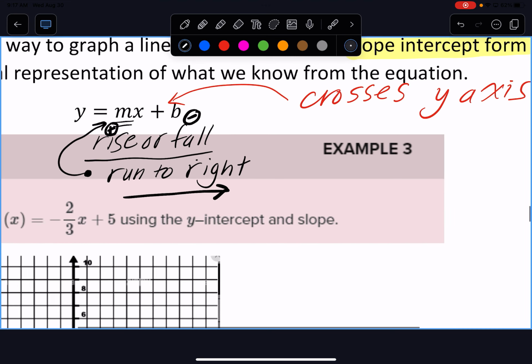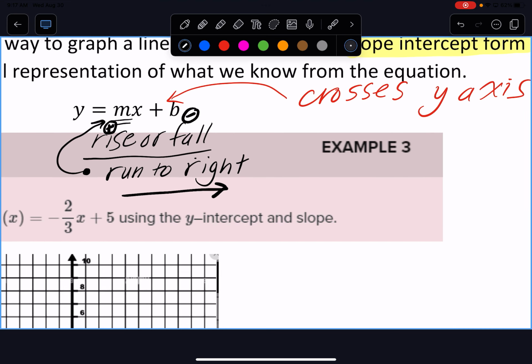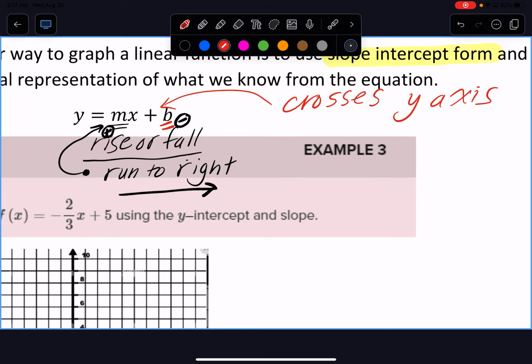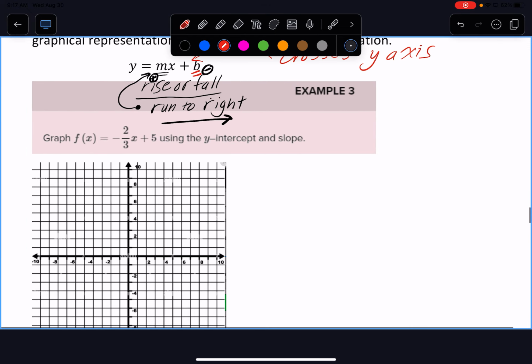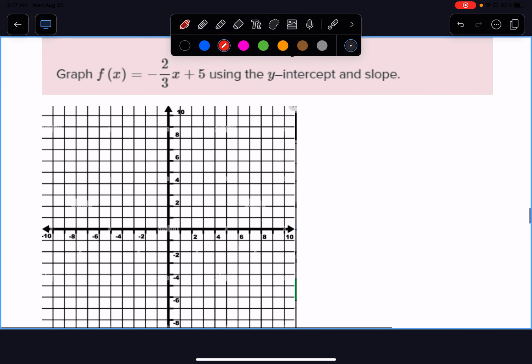Okay, so let's now do an example. Once again, we know b is where we start. It's called an initial value for a reason, because that's where it crosses the y-axis. So that's the easiest point to find. All right, so let me graph this one, and you probably should just watch. Our y-intercept is +5. So I go up to +5 and put my first point.